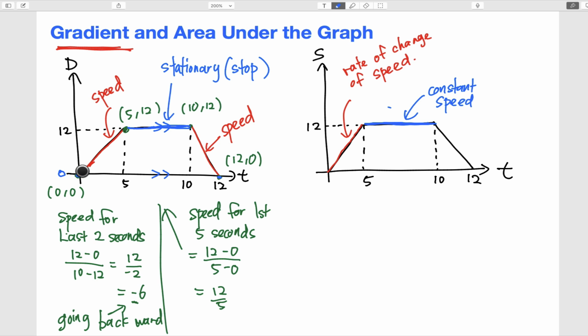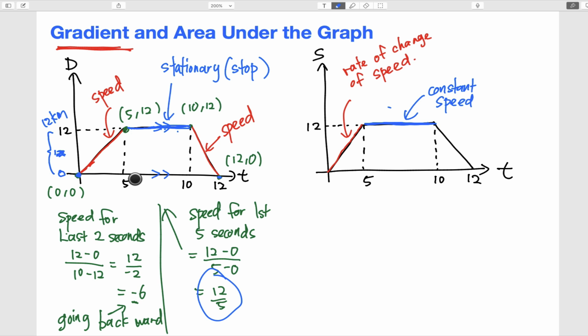So you start from home, and then you drive with this speed, 12 over 5, or you can call it 2.4. You drive with a constant speed of 2.4 until you reach the school. From your home to the school is 12 meters, or let's say this is km, 12 km. Then you stay in your school for 5 hours, because over here your speed is 0, because your distance never changes.